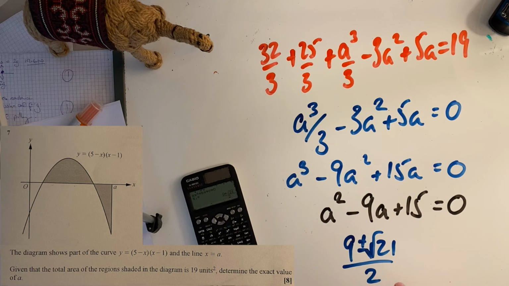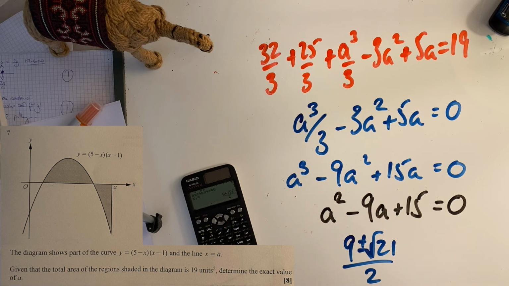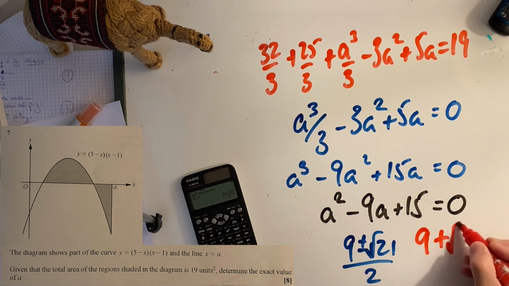Now I get to this point here. I know that if I did the square root of 21, which is roughly about 4.5, I get 9 take away 4.5, which is about 5 over 2, 2.5. I know it can't be 2.5 because the lower root was 5, so it has to be the higher value here. So it's going to be 9 plus root 21 over 2.